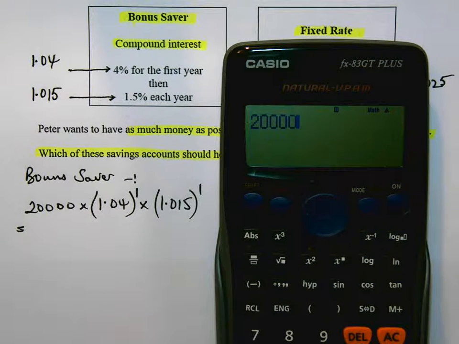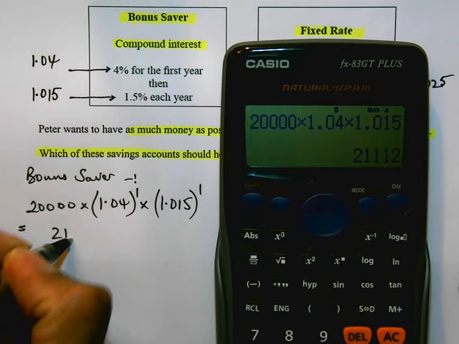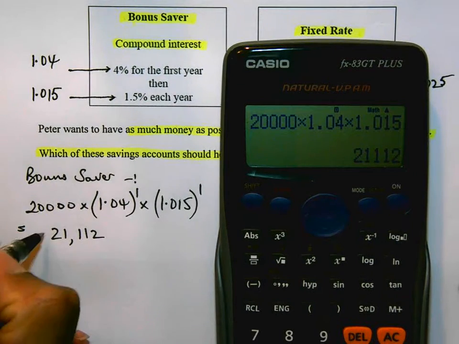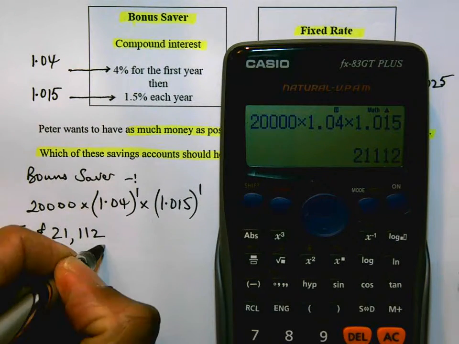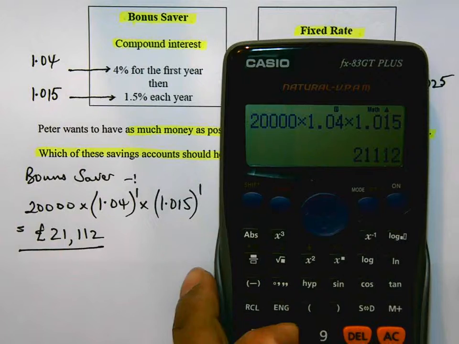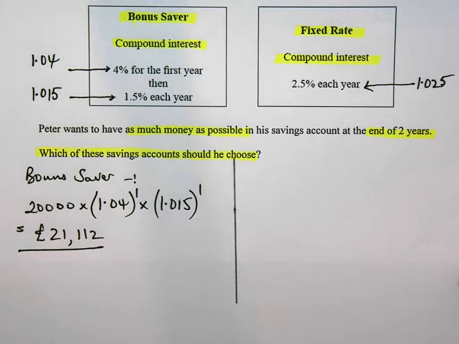I'm going to put it here, 20,000 times 1.04 to the power of 1. I don't need to put that in. Power of 1 means it's unchanged, and 1.015 again to the power of 1 makes no difference to it. If I work out my answer, I'm getting £21,112. So that's how much money he earns on the bonus saver after 2 years.